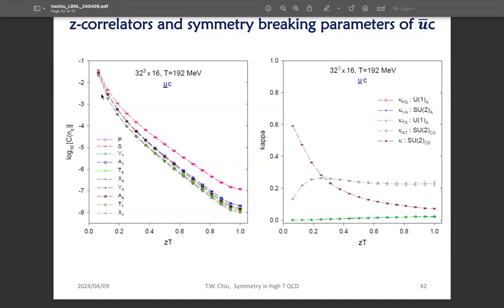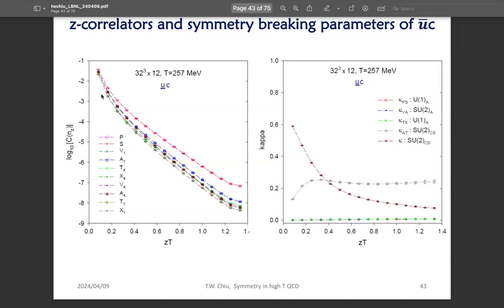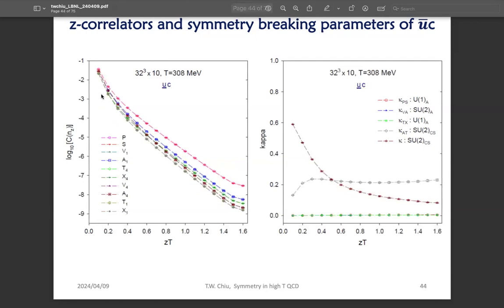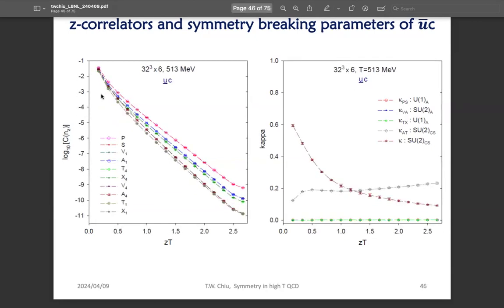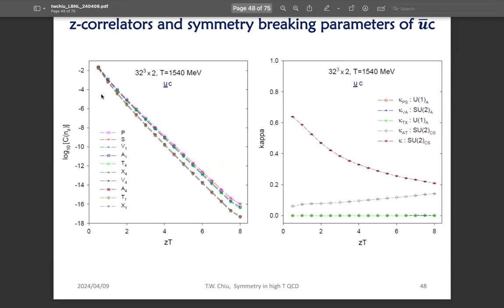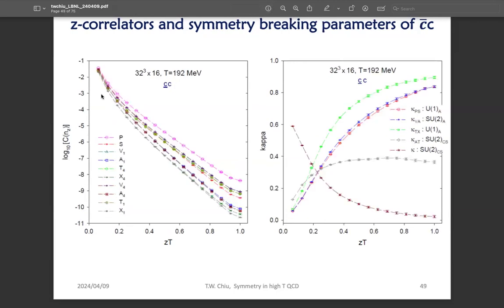Even at 190 MeV. So now let's go to the charmonium.